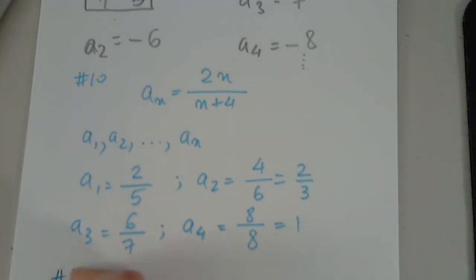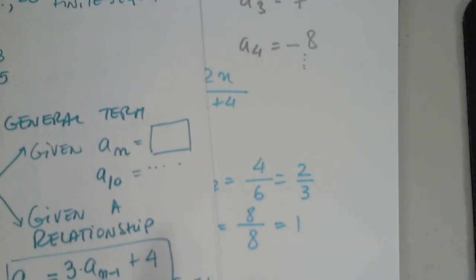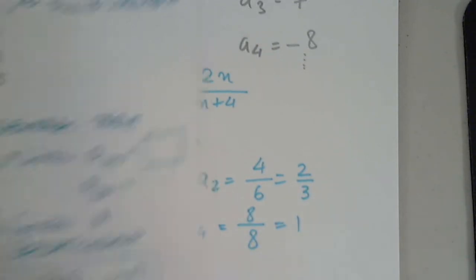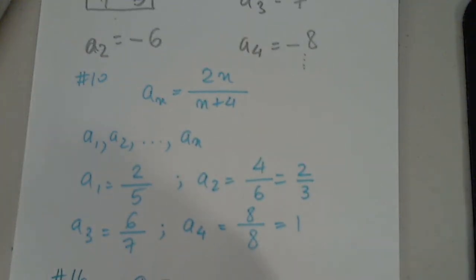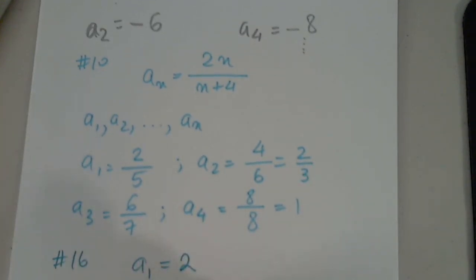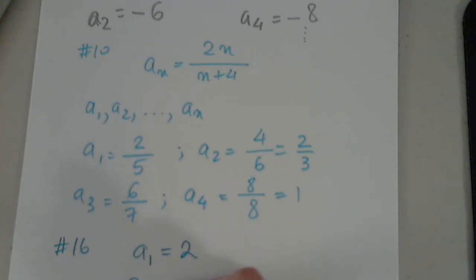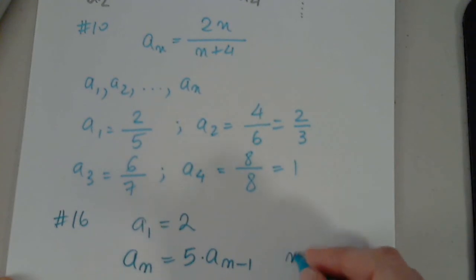Let's say 16. We're given that A1, as mentioned, has to be given, and we are given a relationship. What is the relationship? A1 in 16, they say, is 2. And the relationship is A sub n equals 5 times A sub n minus 1. Of course, for n greater than or equal to 2, I cannot plug in 1. 1 will make A sub 0. There is no A sub 0. So the question is asking us to find the first 4 terms.